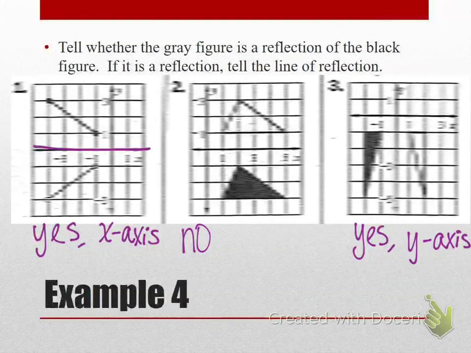We feeling comfortable about identifying reflections? Wait, how do you know if it's the x or the y-axis? Think about which line you would have to fold it on for them to match up against each other. So for this first one, number 1 on the left, we would have to fold our piece of paper along the x-axis if these are going to match up with each other. On the last one, we'd have to fold it up and down along the y-axis for them to match up. Good question. Other questions?